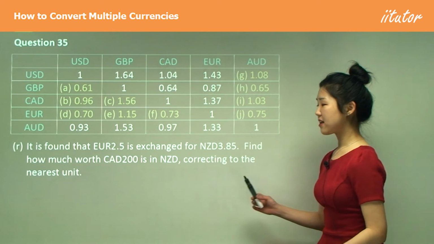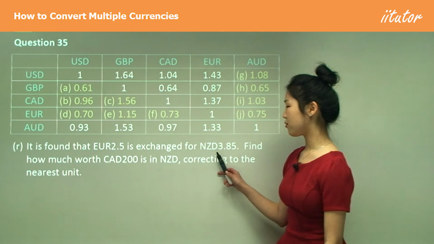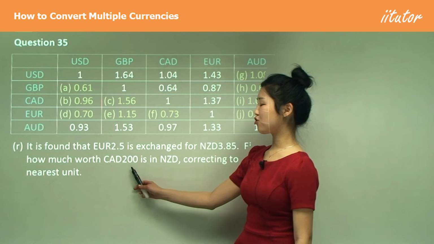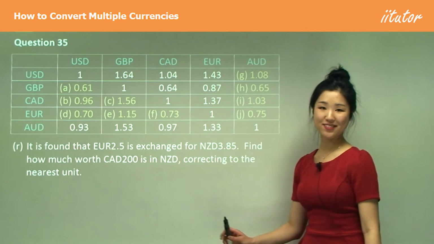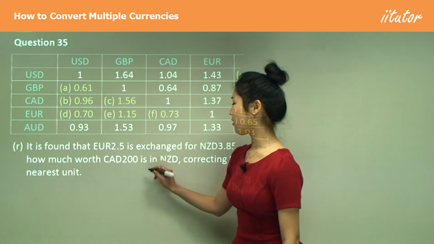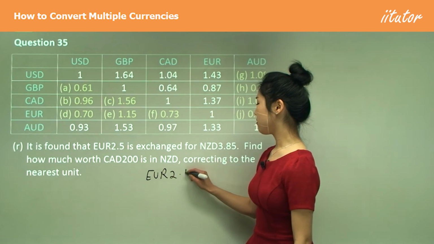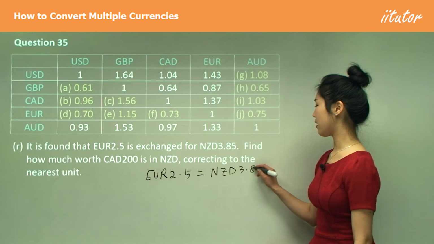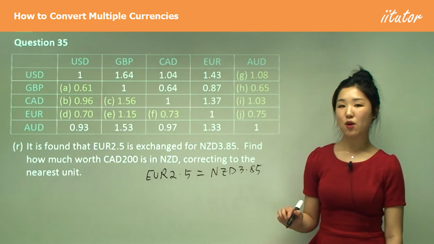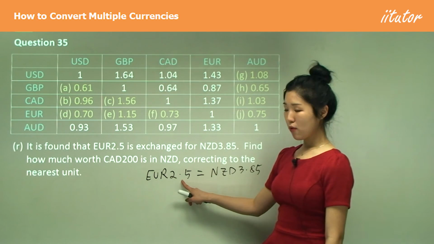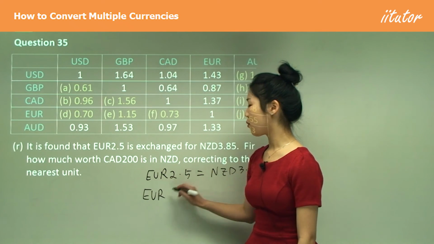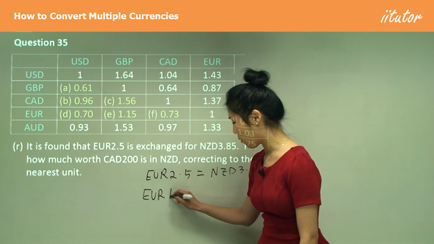So it is found that Euro 2.5 is exchanged for New Zealand 3.85. Find how much worth Canadian 200 is in New Zealand dollars. So it tells us that Euro 2.5 is equivalent to NZD 3.85. Now let's calculate 1 euro. So it's 2.5 euro in this case. So we're going to divide by Euro 2.5.